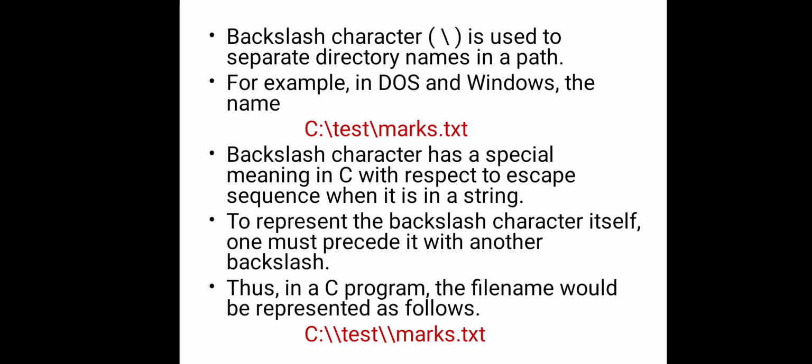Normally in Windows and DOS, we use the backslash character as the separator for denoting directories. In this example, C:\test\marks.txt, the directories are separated by backslashes. The backslash has a special meaning in C with respect to escape sequences. So we use a double backslash to differentiate the escape character from the backslash in the path.